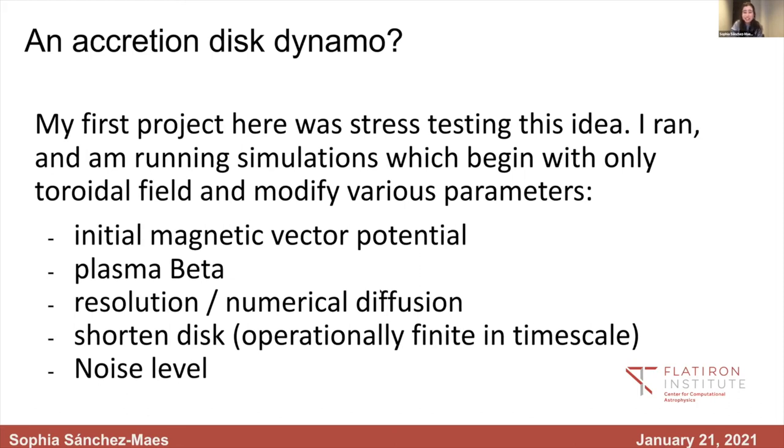And I also ran some where I have a shorter disk. The last thing that I was able to change, which modulated these initial simulation conditions that were maybe generous, was the initial noise perturbation, which was at a very high percentage in the Liska run, and which works just as well at very low percentages in mine.